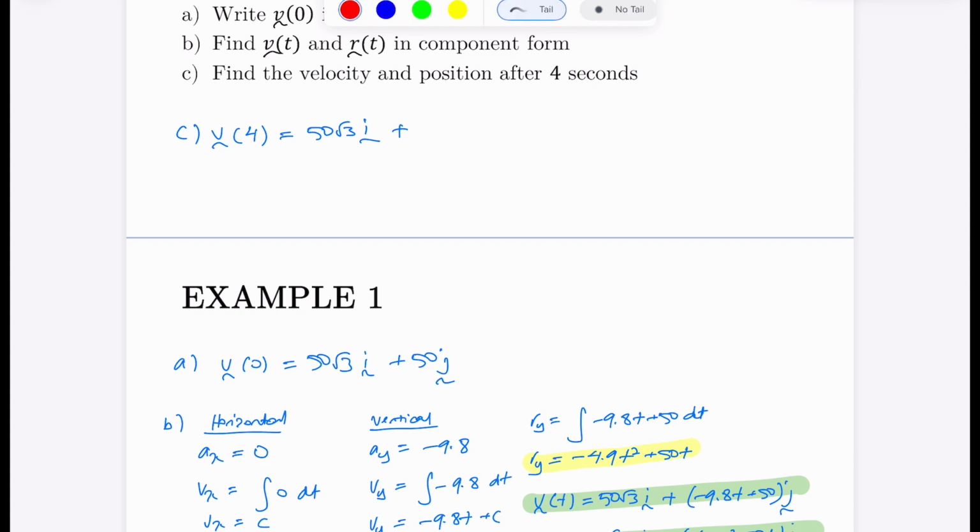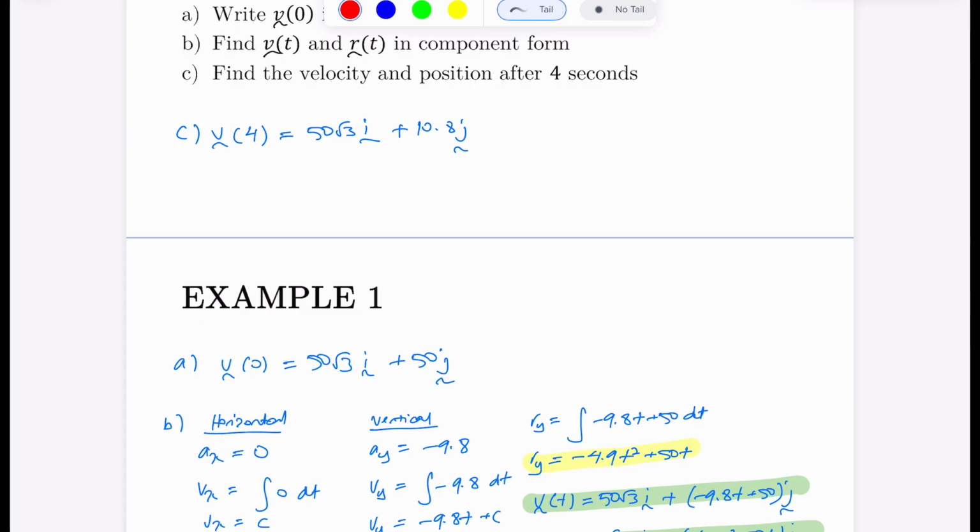And then what I need to do is plug in 4 into this component here and then evaluate this component that I'm circling. If I do that, if I plug in 4, that will give me 10.8 j. So that's my velocity at 4 seconds.